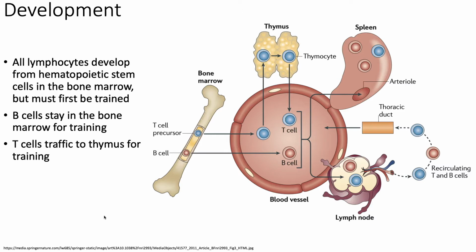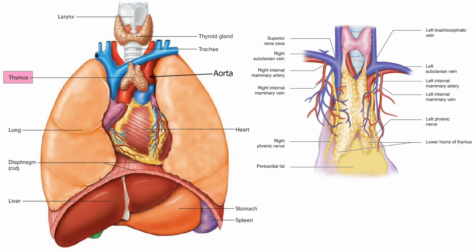But we need to follow T cells. The T stands for thymus, and T cells are going to traffic to the thymus. You can see on this page here, they go through the blood, head to the thymus, and they're going to get trained there. T cell training occurs in the thymus, as I keep saying. So the thymus is this weird looking organ.